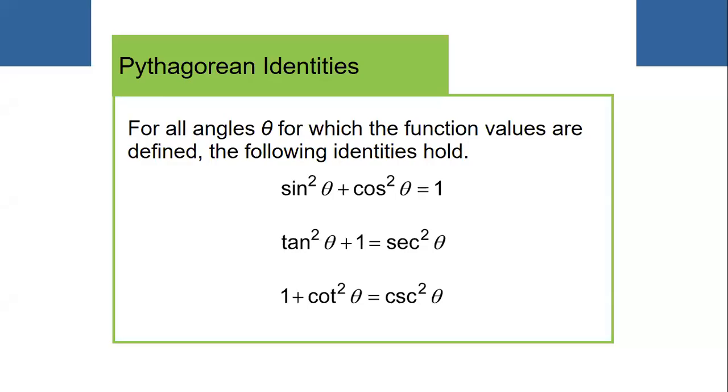We're on Pythagorean identities for 1.4. Pythagorean identities are just the rules that come from your x squared plus y squared equals r squared situation. And so these are our Pythagorean identities. There are proofs that go along with them.